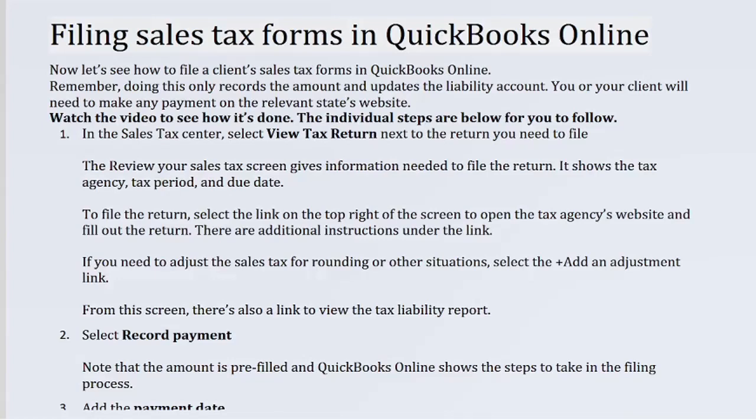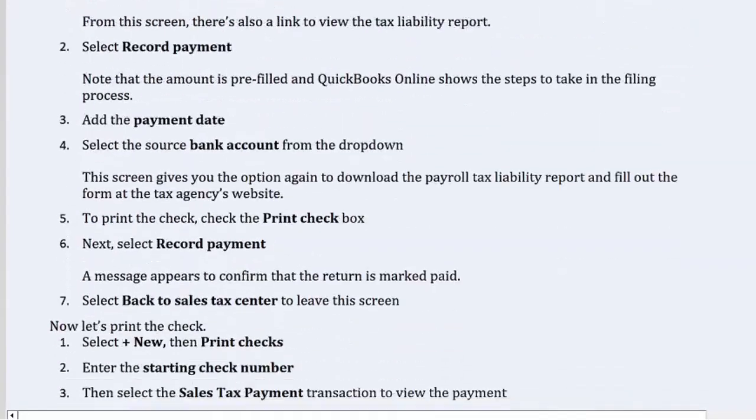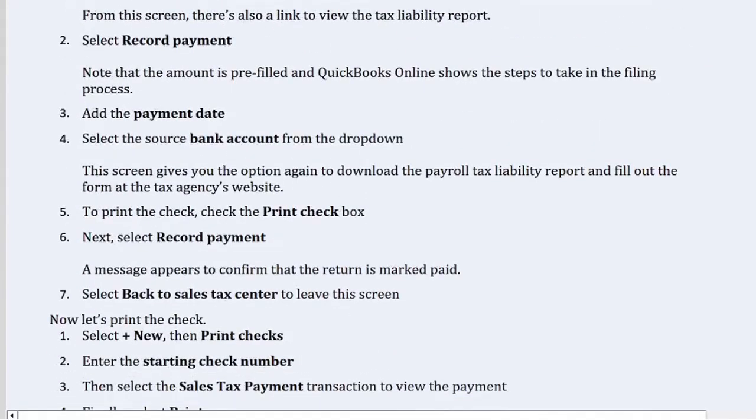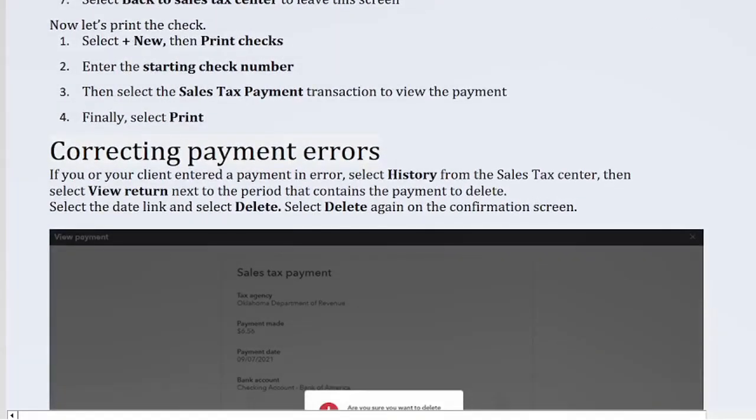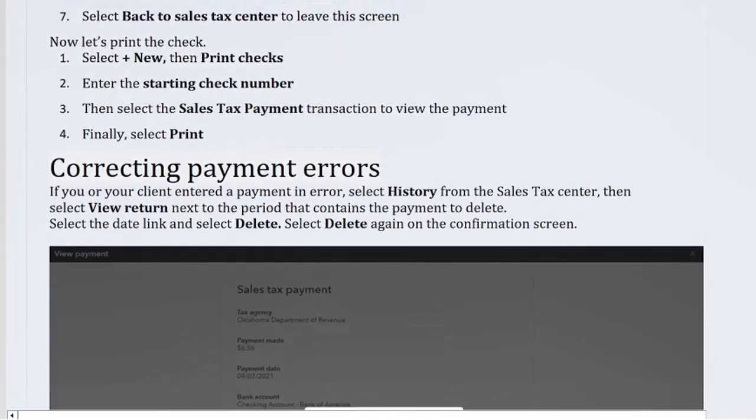Select Record Payment. Note that the amount is pre-filled and QuickBooks Online shows the steps to take in the filing process. Add the payment date. Select the source bank account from the drop-down. This screen gives you the option again to download the tax liability report and fill out the form at the tax agency's website. To print the check, check the Print checkbox. Next, select Record Payment. A message appears to confirm that the return is marked paid. Select Back to Sales Tax Center to leave this screen.